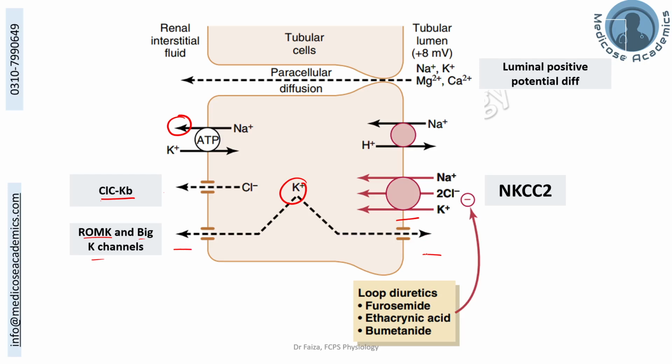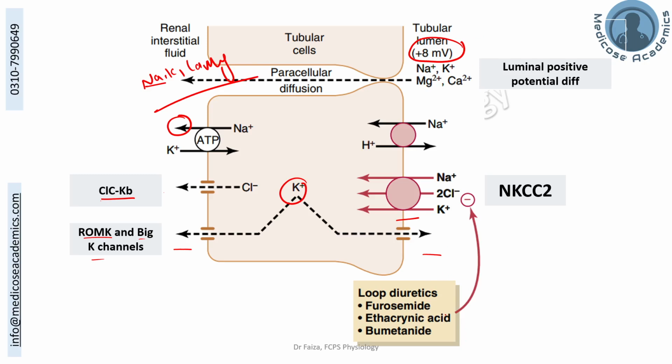This back leak of potassium ions into the tubular lumen creates a positive potential of about plus 8 millivolts. This plus 8 millivolts becomes a driving factor for the solvent drag of the cations, pushing them via paracellular diffusion into the interstitium, including sodium, potassium, calcium, and magnesium. So simply by the back leak of potassium, this positive potential is created, which leads to the paracellular reabsorption of these cations.